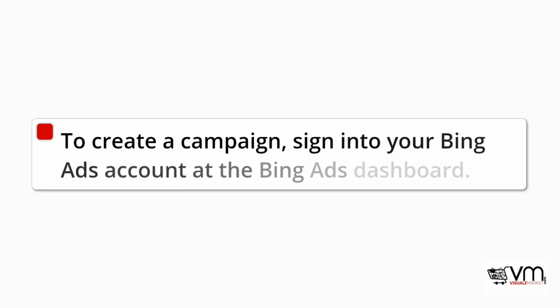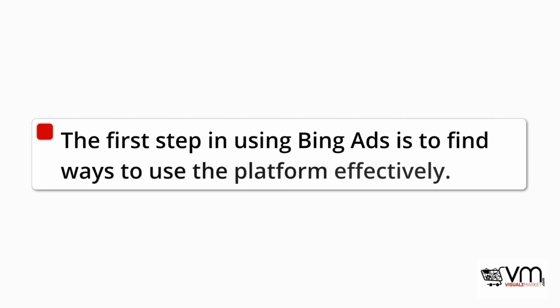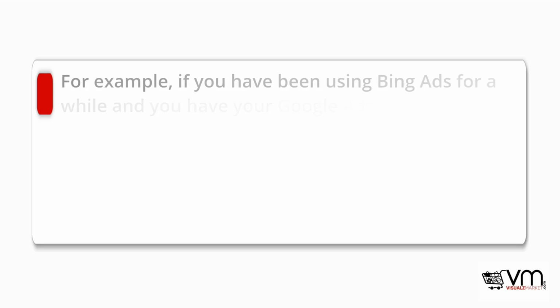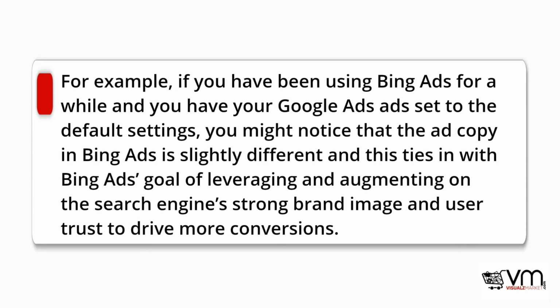To create a campaign, sign into your Bing ads account at the Bing ads dashboard. The first step in using Bing ads is to find ways to use the platform effectively. For example, if you have been using Bing ads for a while, and you have your Google Ads ad set to the default settings, you might notice that the ad copy in Bing ads is slightly different, and this ties in with Bing ads' goal of leveraging and augmenting the search engine's strong brand image and user trust to drive more conversions.